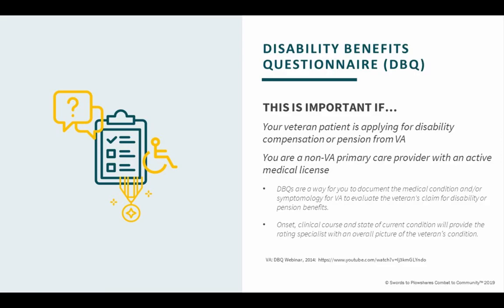At some point in your medical career, you might be asked to fill out a disability benefits questionnaire for the VA, or actually for the VBA, the Benefits Administration, which decides about eligibility. You'll be asked to document the onset, the clinical course, the state of current condition, then the rating specialist will use that to find an overall picture of the veteran's condition, whether or not they are eligible for service connection, and what the level of their disability rating will be.